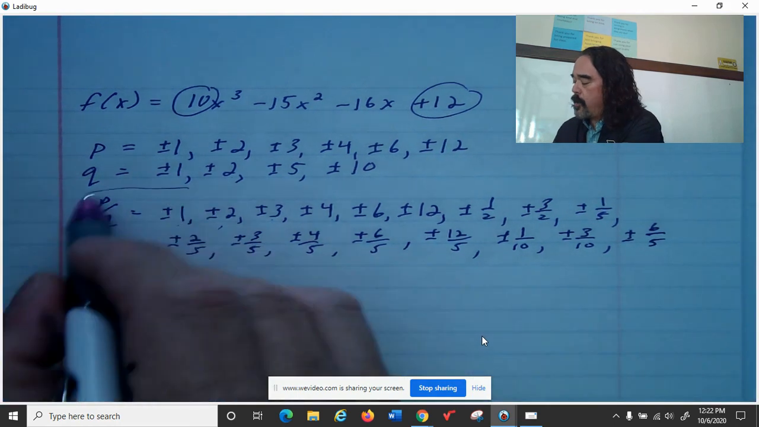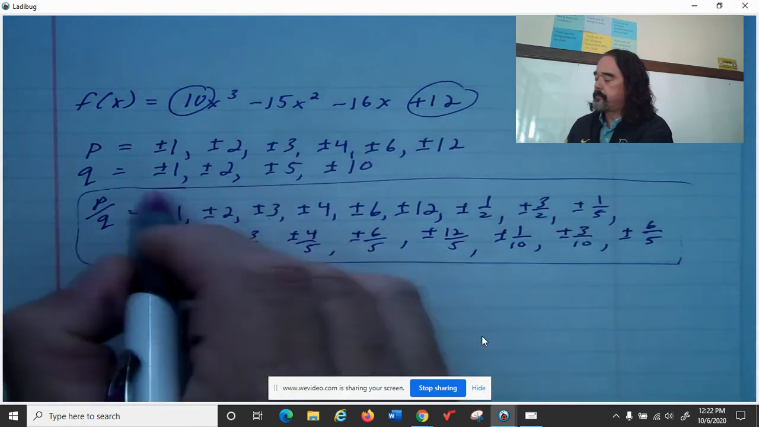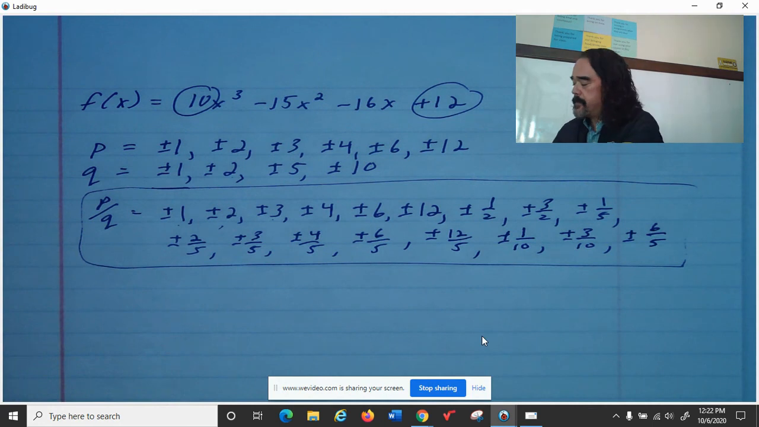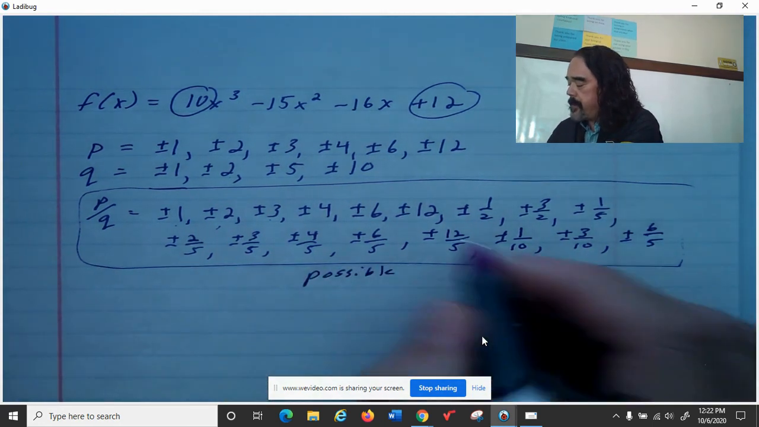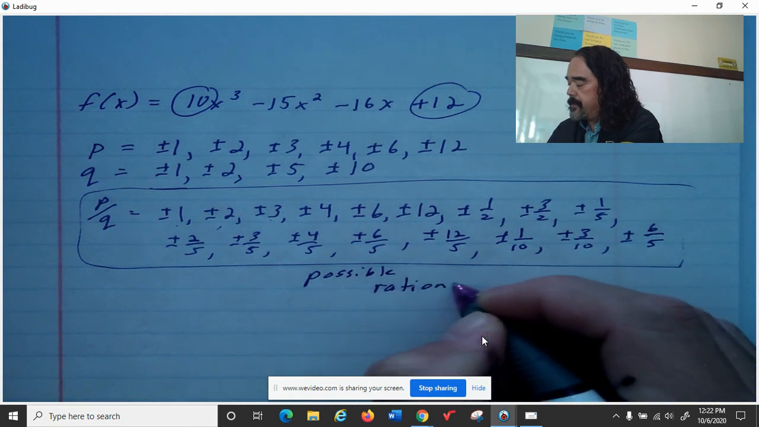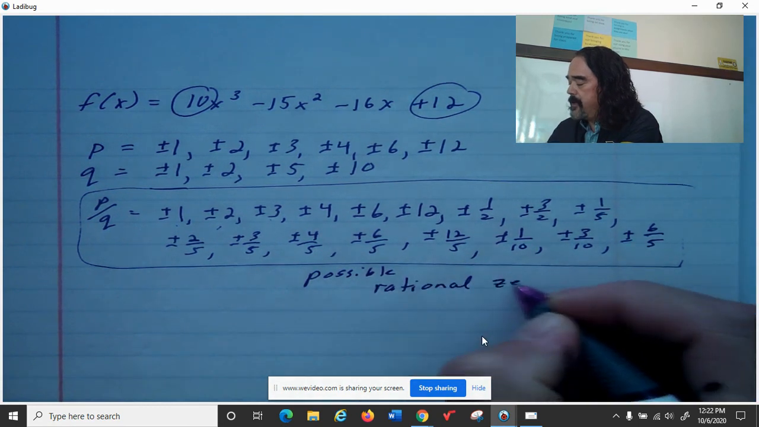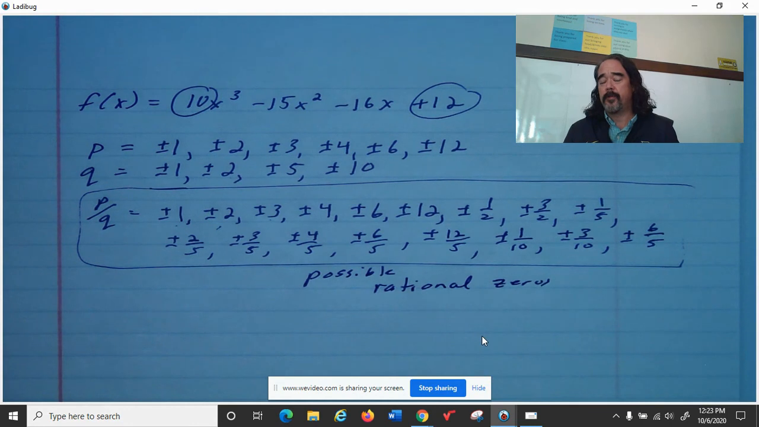So this is a longer list of possible rational zeros. So again, if this function has any rational roots, then it will come from that list. It will not come from anywhere else, it will come from that list. Okay, so that is the quick lesson on what the rational zero test is. Okay?